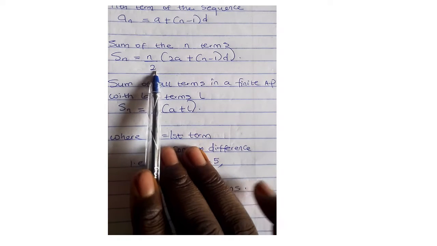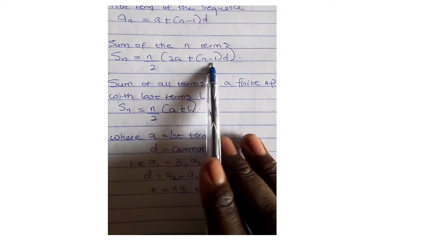The second formula we need to know is the sum of the n terms. To look for the sum of all the terms in a given sequence, the formula is given as Sn = n/2 (2a + (n - 1)d).